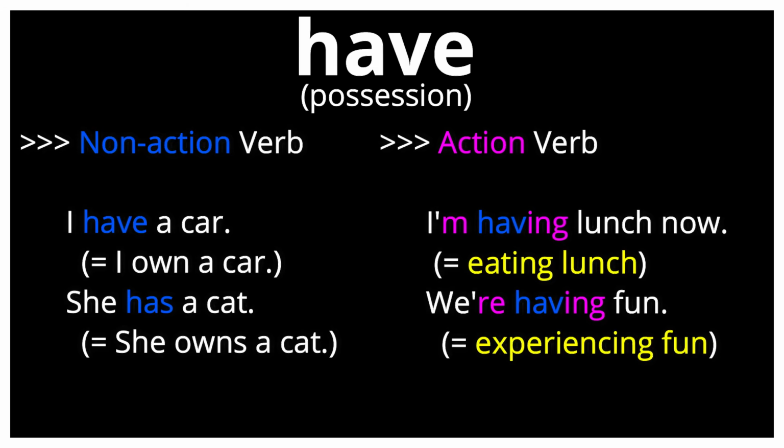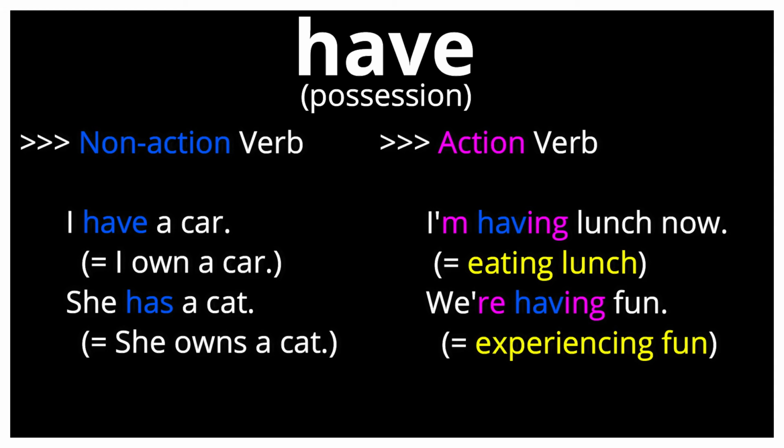And in the next set of examples, we can see how have is used as an action verb. The first example, I'm having lunch now. Here, having lunch is an action. You're actually eating lunch. And in the next example, we're having fun. We're experiencing fun. We're doing something. We're having a good time.